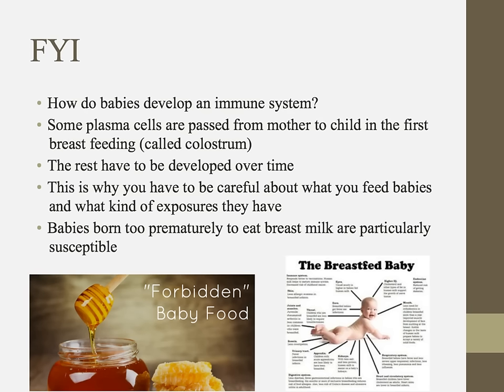So how do we develop an immune system? Well, some plasma cells capable of producing antibodies are passed from mother to child in the very first breastfeeding. And I mean the very first, not on the first day, not in the first week, but the first breast milk that comes out. It's called colostrum, and it has a ton of antibody producing cells, these plasma cells, in it. It's why breastfeeding is so highly encouraged shortly after birth.